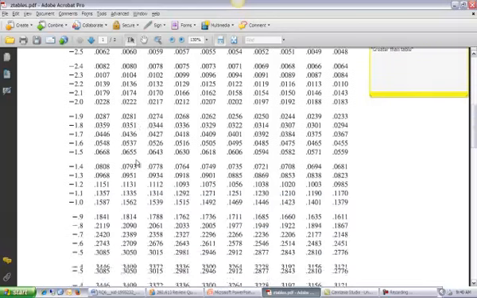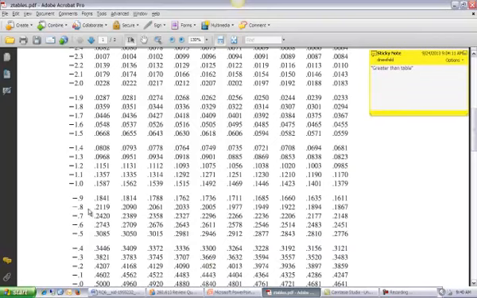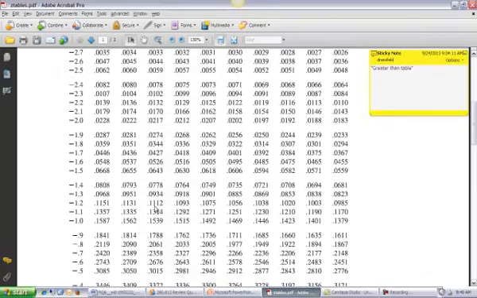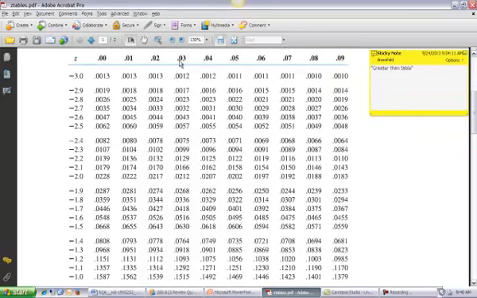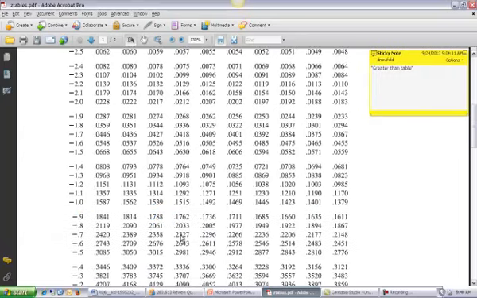So to look up 0.83, I would go down to 0.8 and over. I'm going to scroll up, see which is the 0.3. Okay, over to this column, my 4th column. So go down to 0.8 and over to my 4th column, and I'm going to get 0.2033. That's 20.33%.